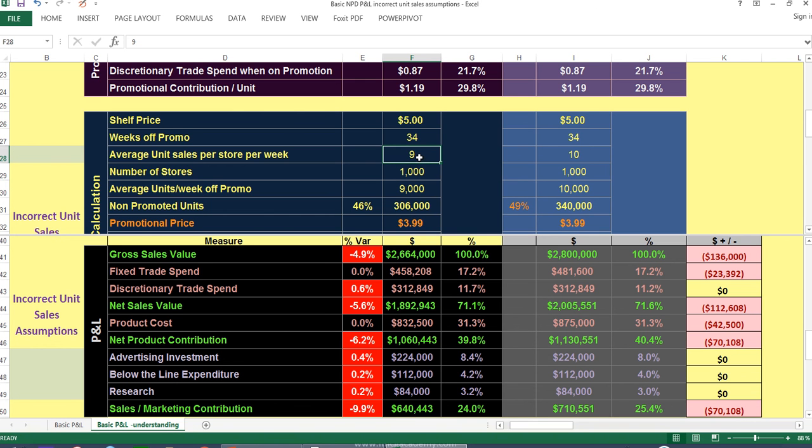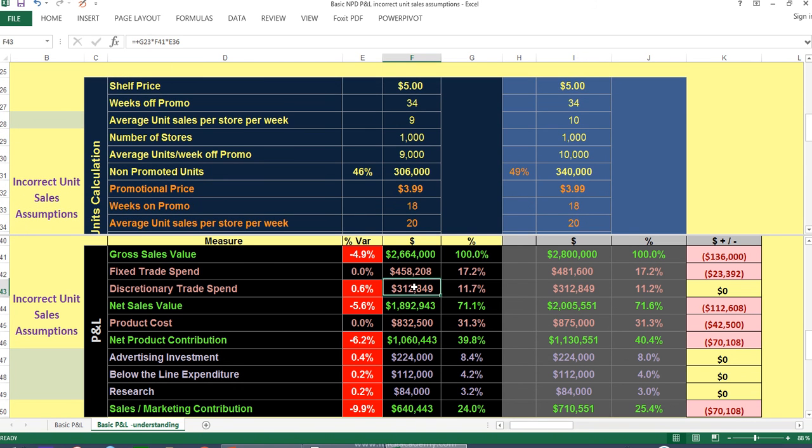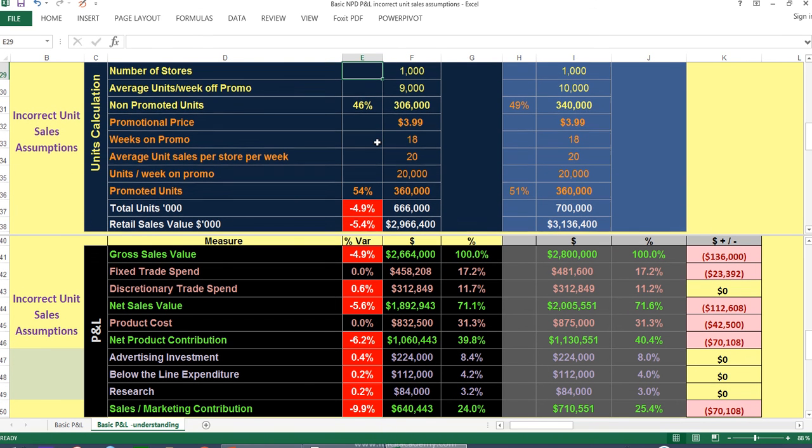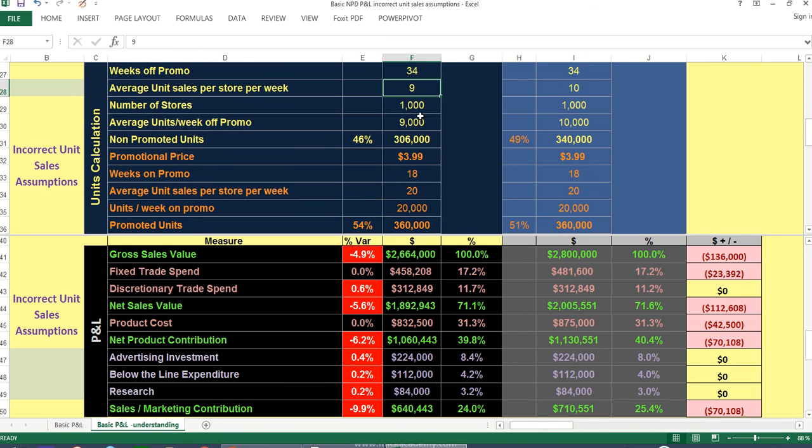So all we've done is change this. The discretionary trade spend essentially also goes up because of your units on promotion, you see that movement from 51% of your total units to 54. So they're a bigger component in your unit mix. Total units are down, and your total retail sales value, which you would use these two numbers to measure your unit market share as well as your value market share, which are two key critical measures which marketing uses.